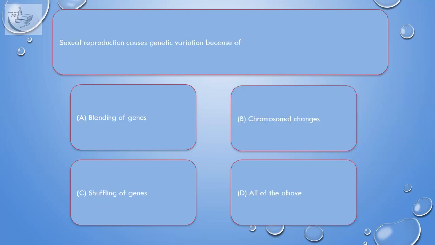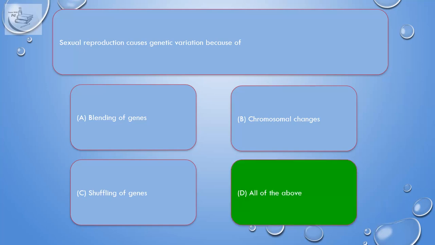Question: sexual reproduction causes genetic variation because of A. Blending of genes. B. Chromosomal changes. C. Shuffling of genes. D. All of the above. Correct answer is D. All of the above.